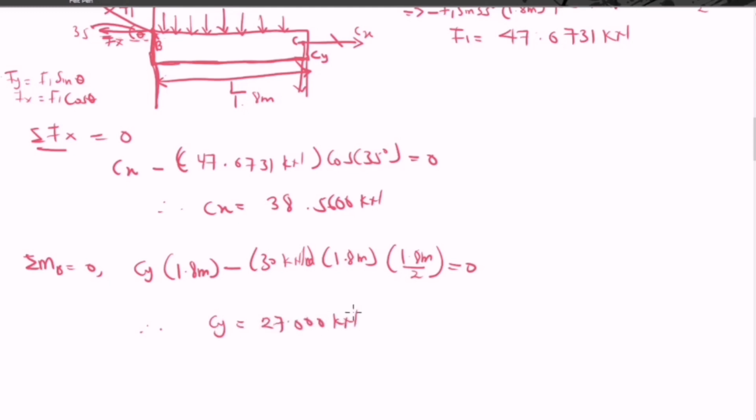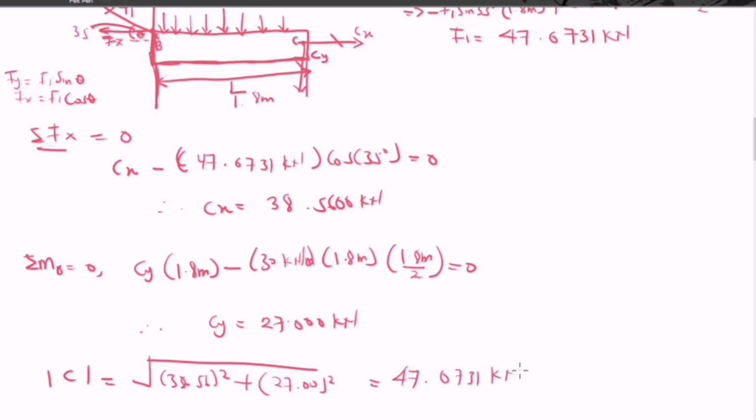27.000 kilonewton. So now we try finding the resultant force for our C. So finding the resultant force at C, we are going to have that it will be the square root of the Cy, which was 38.56 kilonewton squared plus 27.00 squared. And in that case, when you do that correctly, you are going to have our resultant force to be 47.0731 kilonewton.